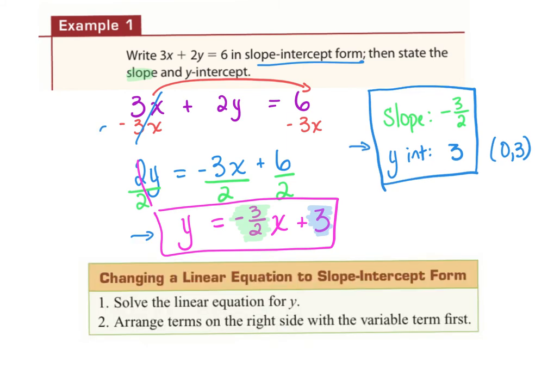So if you look below that, it gives you some tips to changing a linear equation to slope-intercept form. Solve the linear equation for y. Arrange terms on the right side with the x variable first. So solve for y, and make sure on the right-hand side you have your x listed first. All right.